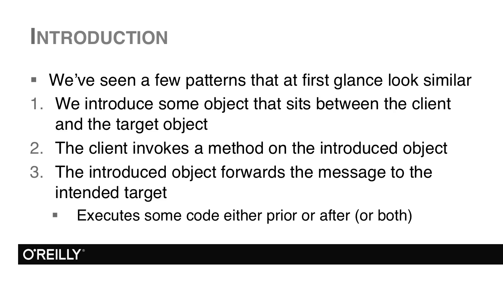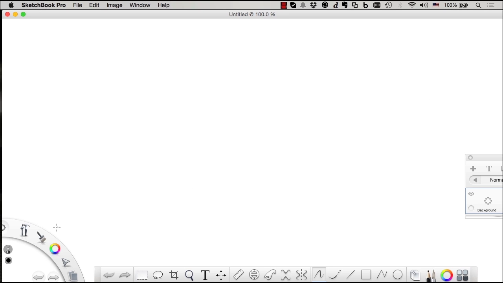In all of these patterns, we introduce some object that sits in between the client and the target object. The client invokes a method on the introduced object, and then the introduced object forwards the message to the intended target. The introduced objects may execute some code before and after. These patterns rely on a concept called delegation, and there are at least 4 of these patterns that I've often seen designers confuse. The 4 patterns that we covered that are often confused are called proxy, decorator, adapter, and facade.